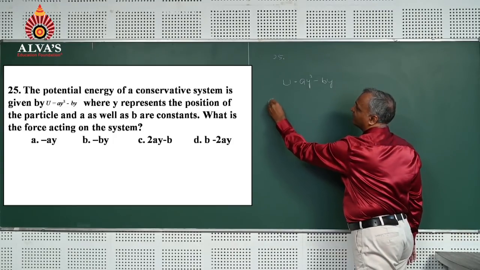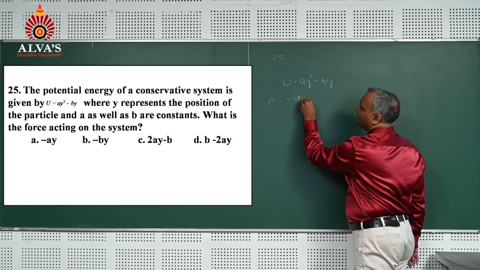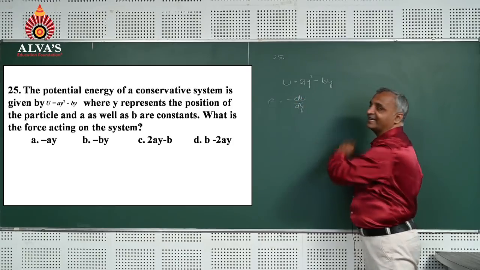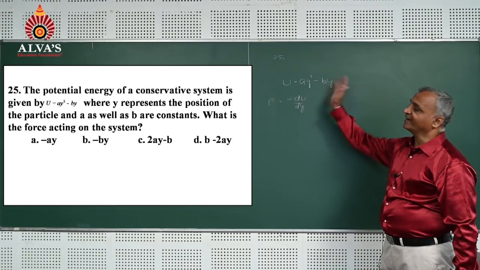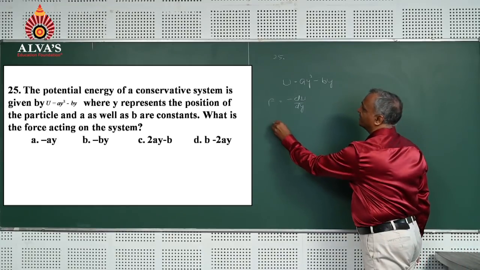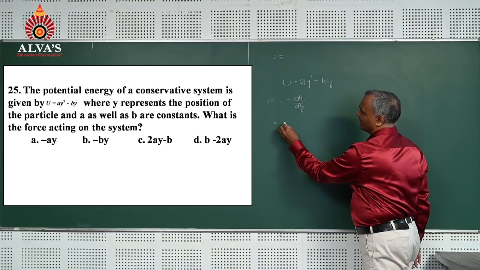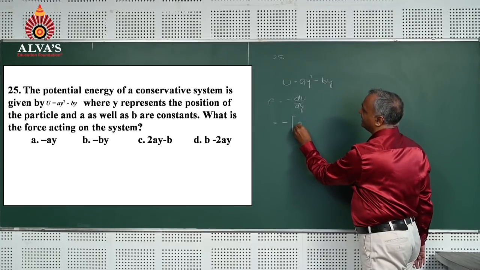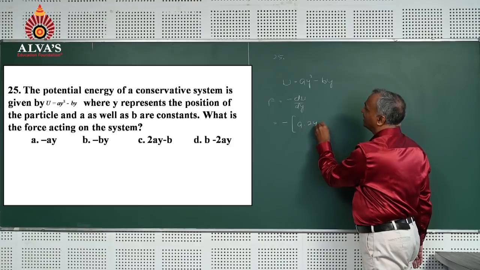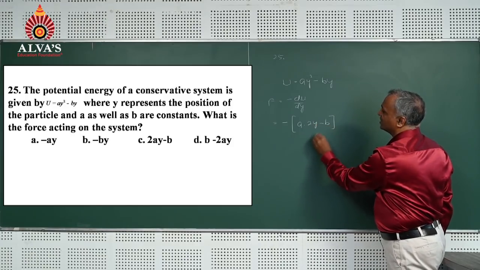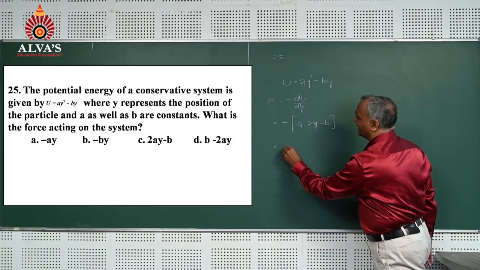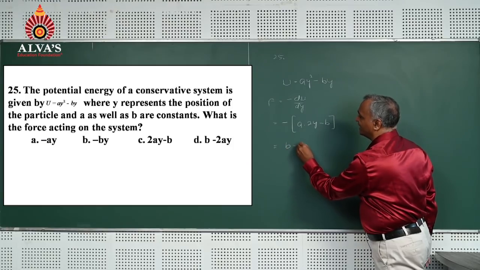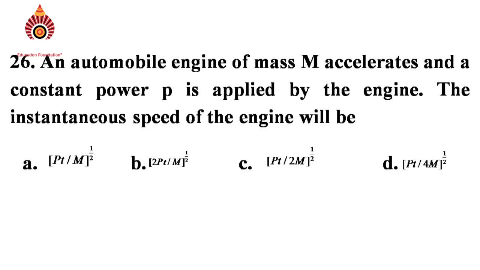And we know that force will be equal to minus dU divided by dy. So you just differentiate this, you are going to get the potential energy. So sorry, force. So minus, differentiate that, I am going to get A into 2y minus B. And so if you simplify, I am going to get B minus 2 into A into y. So this is the value of force. So I'll go for option D.